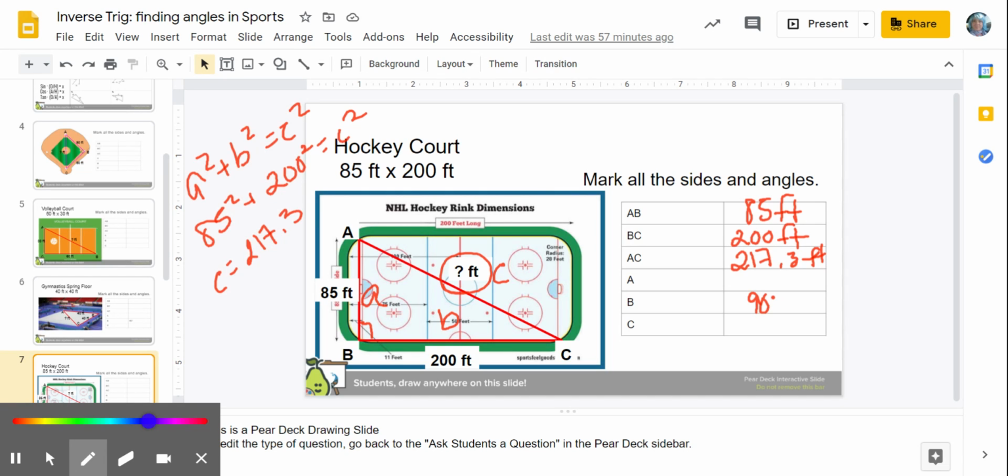So now how do I find the angles? Which angle do I want to find first? Angle A or angle C? C, okay. So I'm going to put an X there. Do I want to use sine, cosine, or tangent?